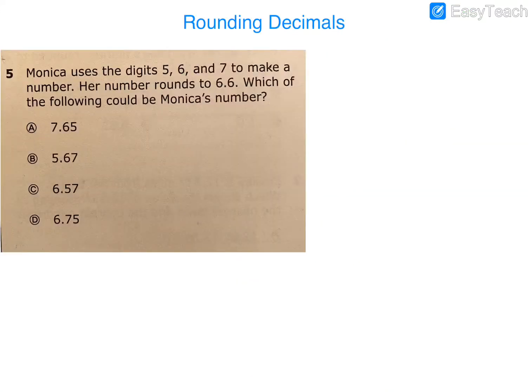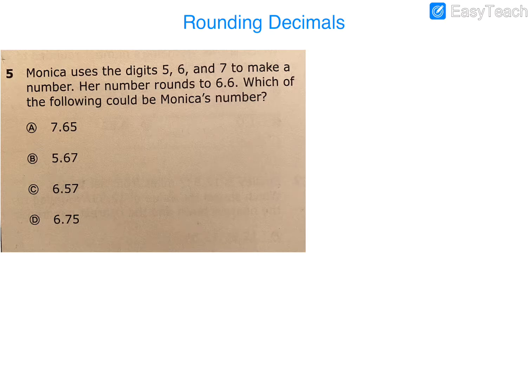This is going to be a fun problem. Guys, we have to be very, very careful about what they're asking us here, okay? So the problem says that Monica uses the digits 5, 6, and 7 to make a number. Her number rounds to 6 and 6/10. Which of the following could be Monica's number?